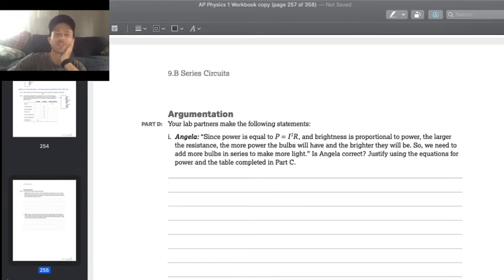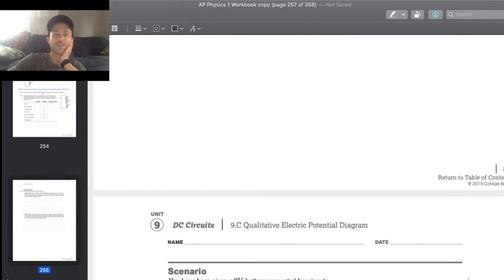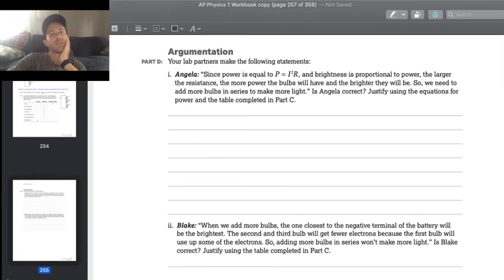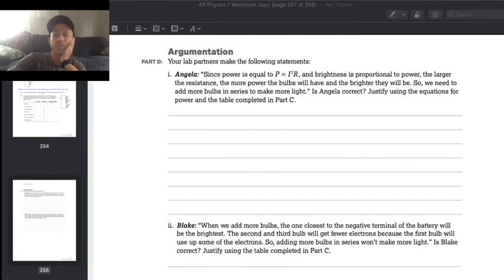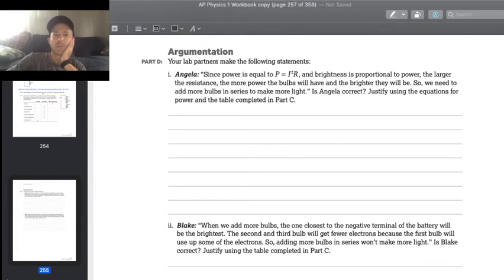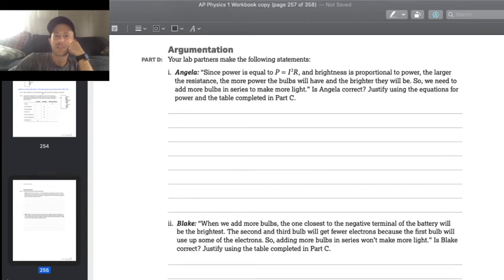Oh gosh, I hate these argumentation questions. They're so dumb. But let's go through it. Your lab partner makes the following statements. Since power is equal to I squared R and brightness is proportional to power, the larger the resistance, the more power the bulbs will have and the brighter they will be. So we need to add more bulbs in series to make more light. Is Angela correct? Justify using the equations for power.